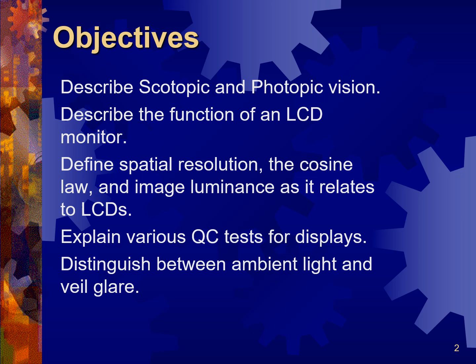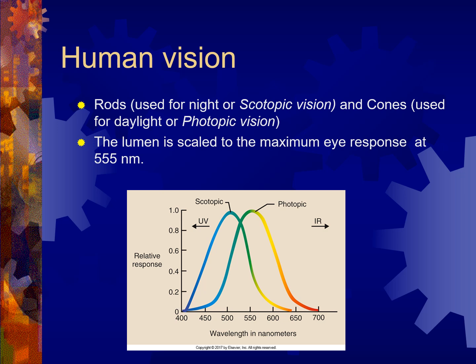We talked about how the LCD monitor is built and how the basis for the measurement lumen is the human vision spectrum. We talked about the cosine law in brief, but we didn't get to that in the lecture this morning. We talked about some of the QC tests for displays. We talked about the difference between ambient light and veil glare. And we're going to do that all again. I'm going to try to keep it right around an hour, hour and a half.